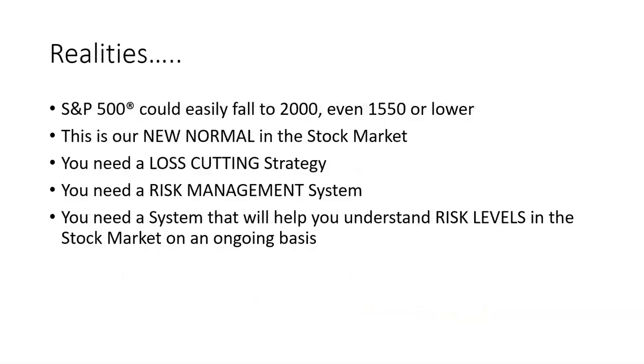Now, the realities of our current environment are that the S&P 500 could easily fall to 2,000, and depending on when you're watching this video, we might even be down there, okay? But right now, we're above that 2350 level, which would be the next level that we're going to hit. We're not too far above it as I'm making this video, but we could easily fall to 2,000, and I think in this downturn here, we're going to easily see 2,000. We could even fall to 1550 or lower on the S&P 500. It's just a matter of math.